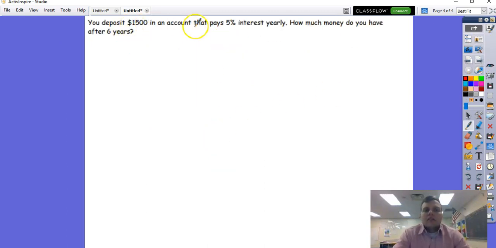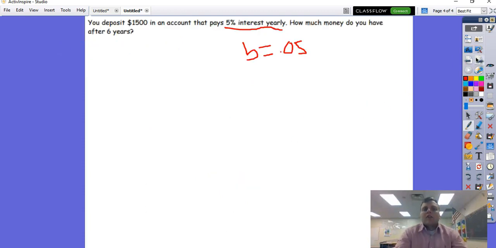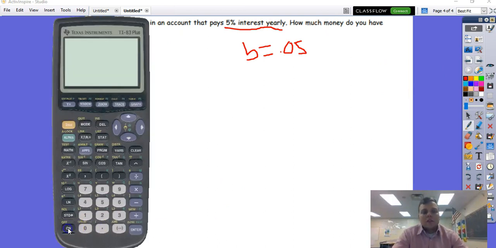You deposit $1,500 in an account that pays 5% interest yearly. Do you know what most students try to say b equals then? They try to say b equals 0.05, okay? B does not equal 0.05. No. B is the total change, okay? R equals 0.05, okay? Because think about this for a second. If you're getting paid 5% interest yearly, does that mean that you need to multiply your prior year by 5% and just take that? Okay? Let's say you have this $1,500 and you expect to get 5%.